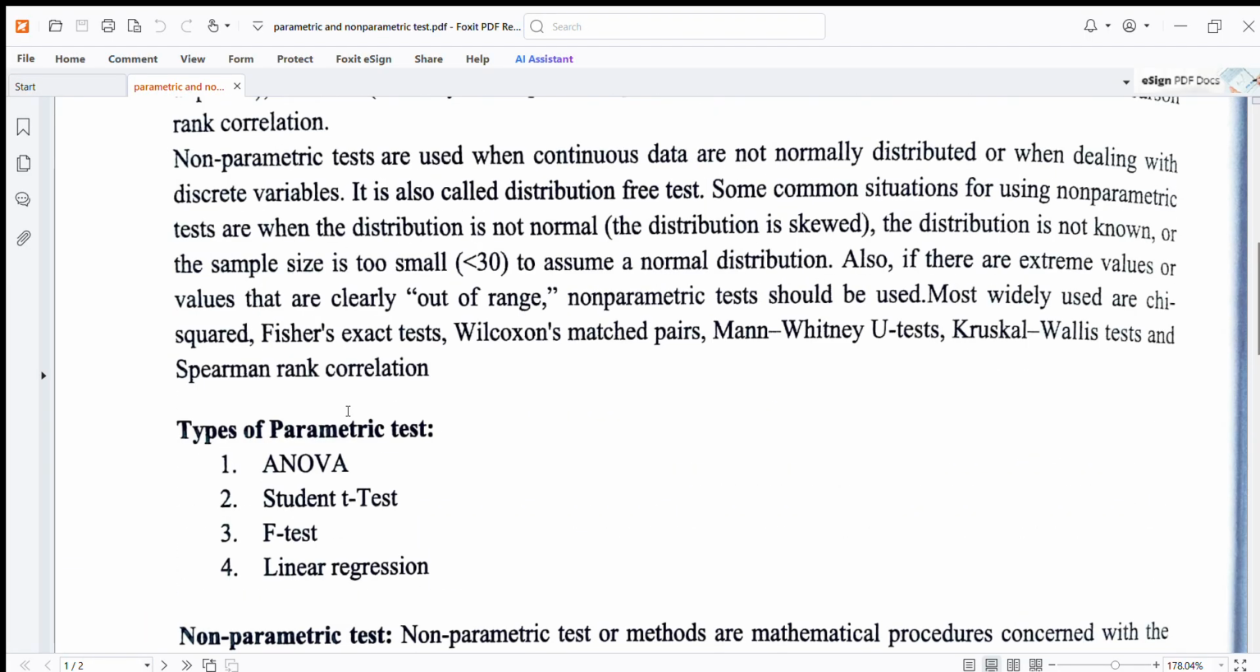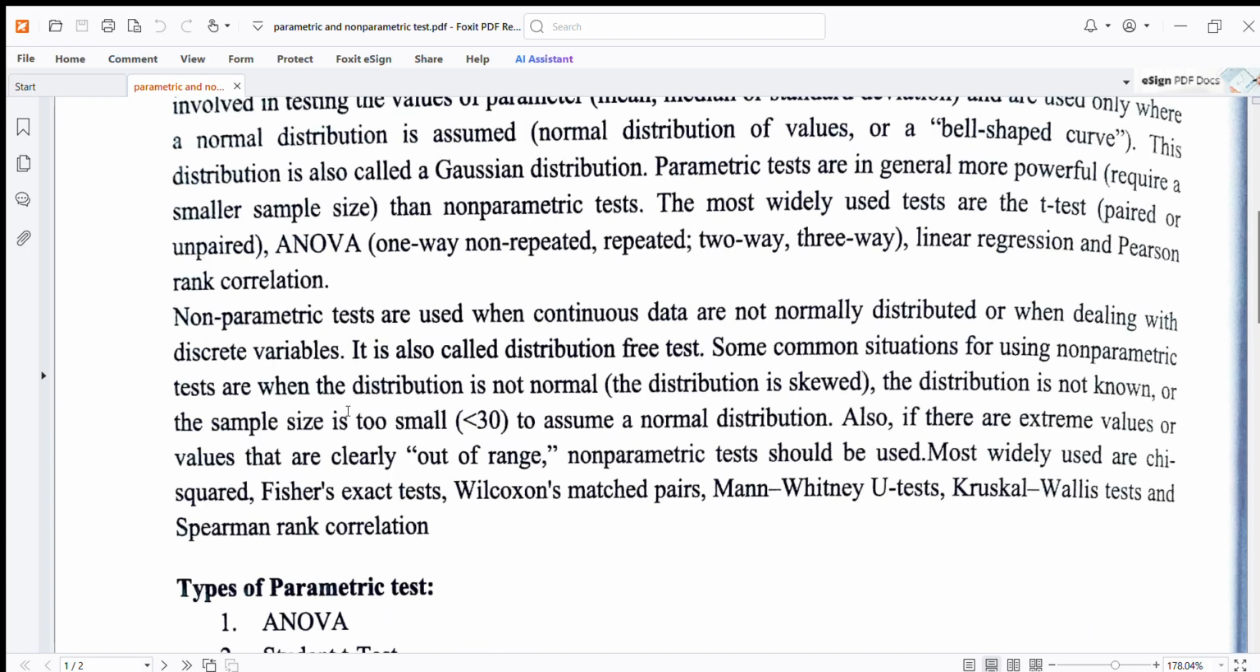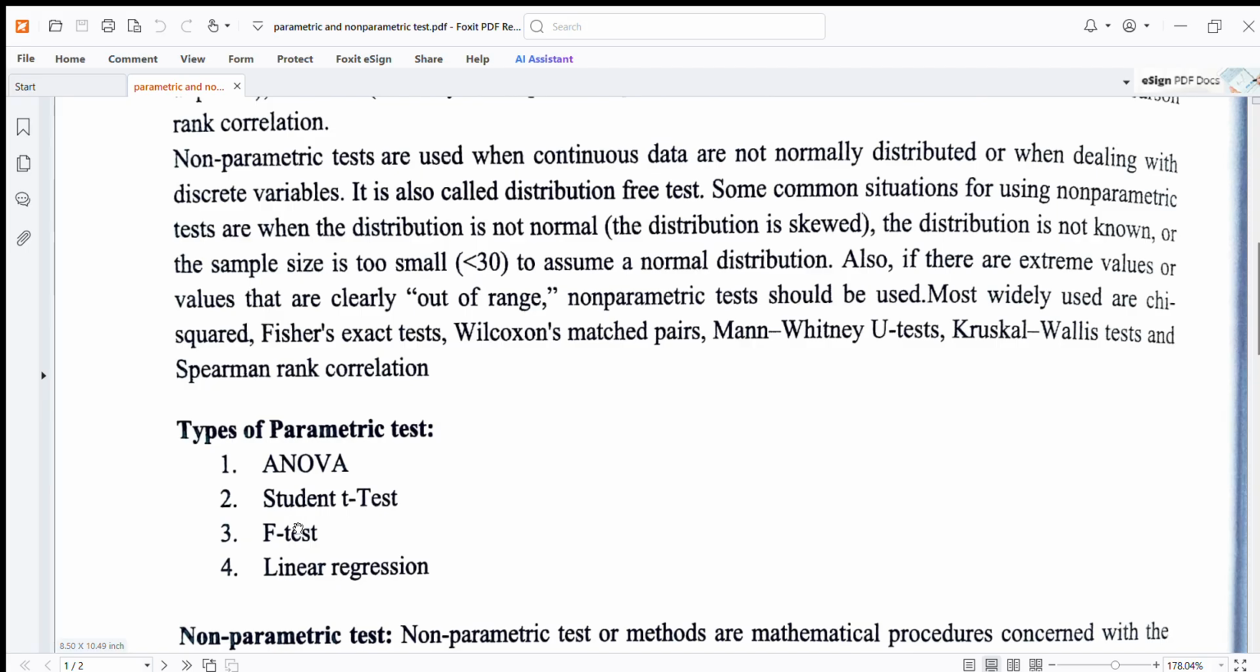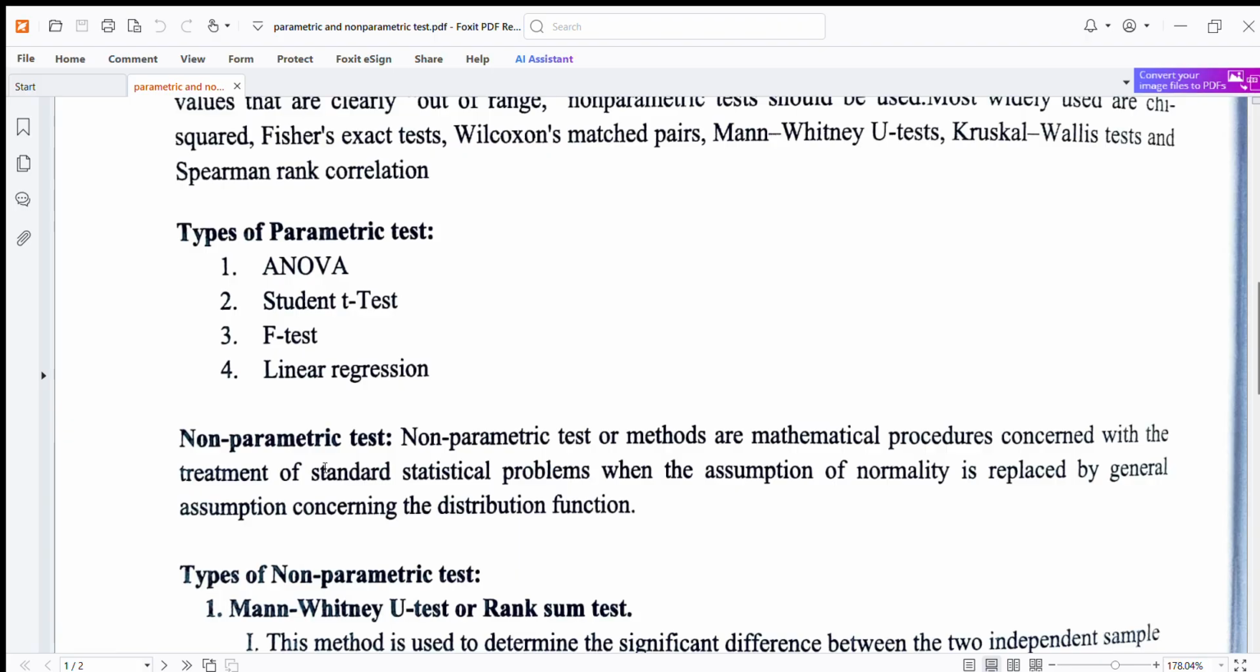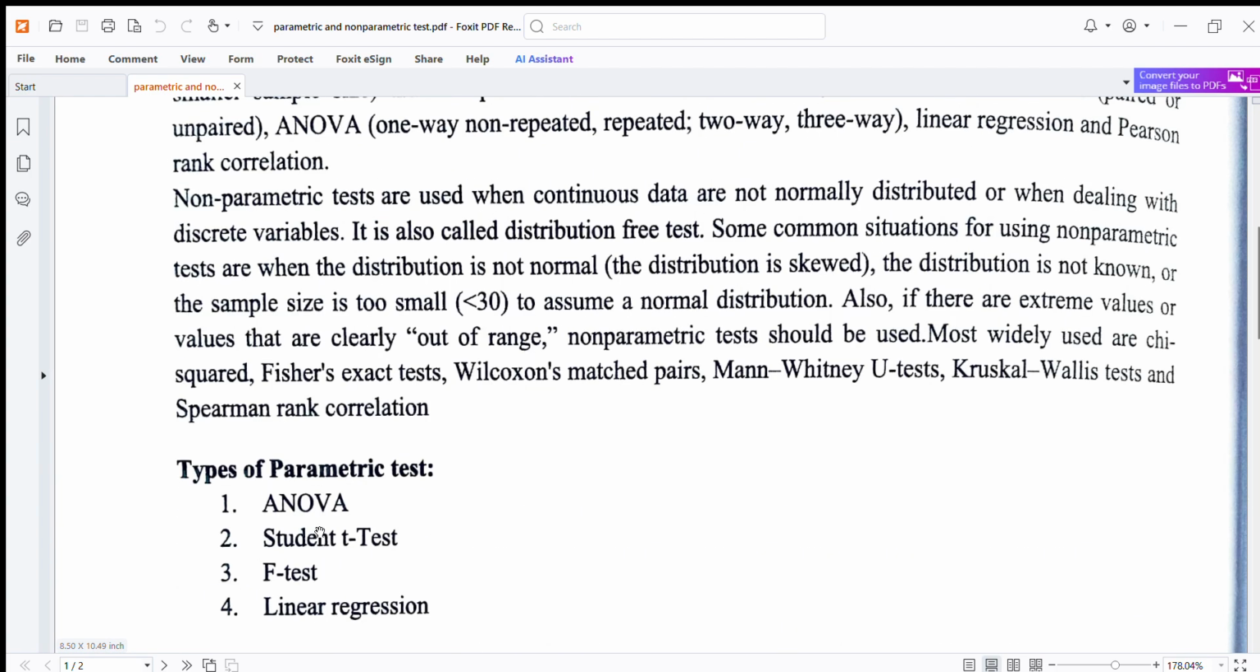Several times I have repeated this, and once again I repeat that the t-test and F test are the parametric tests, while the K test and U test are non-parametric tests. Lastly, types of parametric tests are ANOVA, student t-test, F test, linear regression, and Pearson rank correlation.